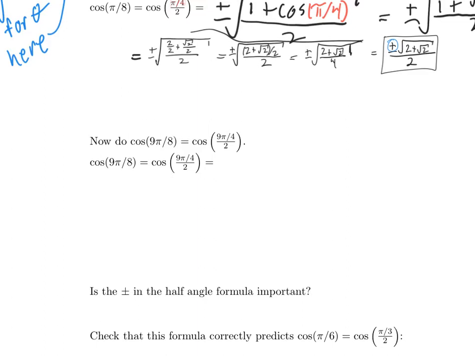Okay, good. You did this computation, now let's just talk through it. The cosine of 9 pi over 8, well, that is the cosine of (9 pi over 4) over 2. So I will take this to be my choice of theta.